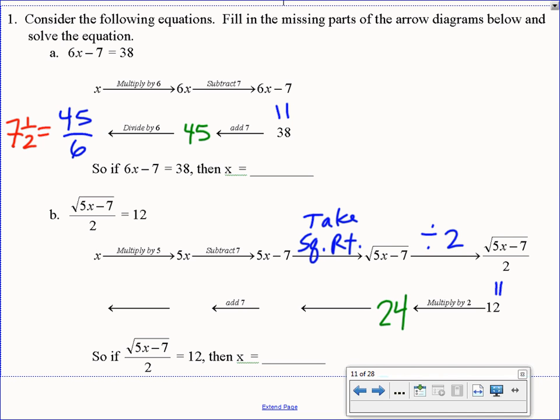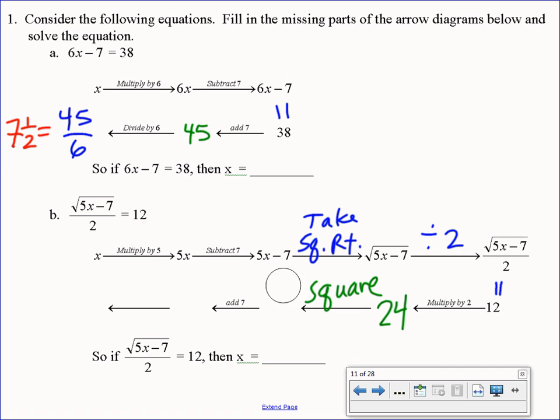Next, reverse and undo step. We need to undo taking a square root. Well, what would undo taking a square root? We can square it. So we're going to go ahead and do 24 squared. It would be 24 times 24, and I go to my calculator for that, and I get 576.